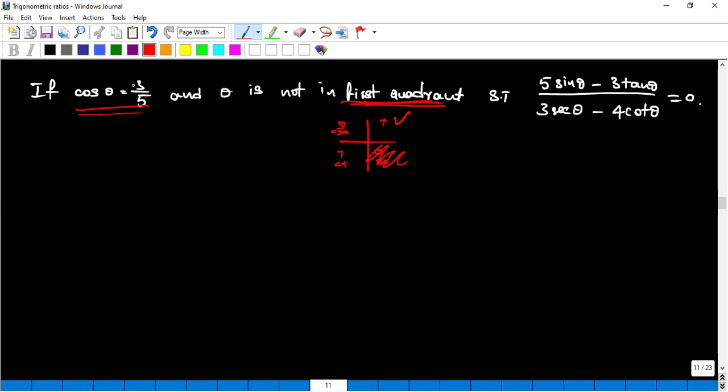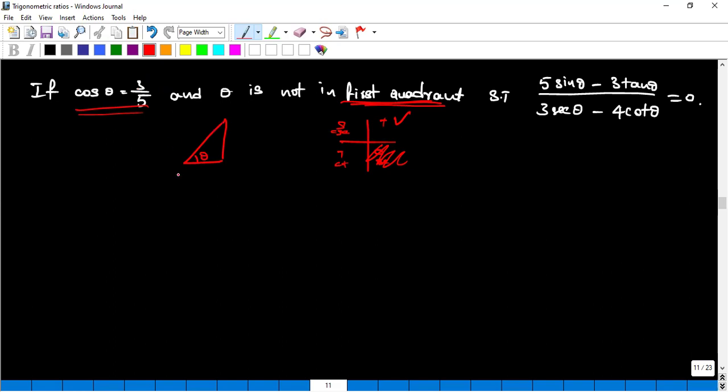If I have cos theta is 3 by 5, just try to build one small triangle. I am taking theta here. Then what is cos actually?